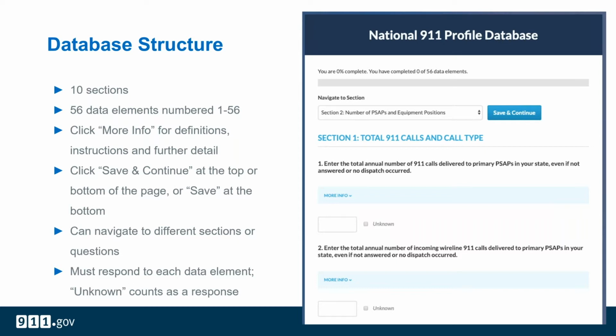It says numbered 1 through 56 because if you have filled out the survey before, you will appreciate that they are numbered 1 through 56. So you're welcome in advance. We restructured the whole numbering system.